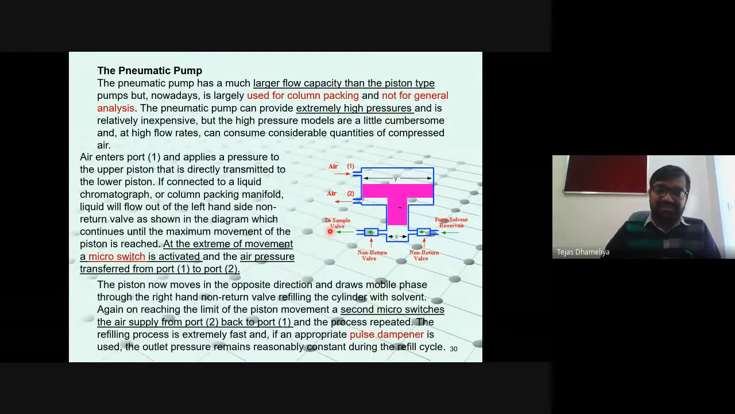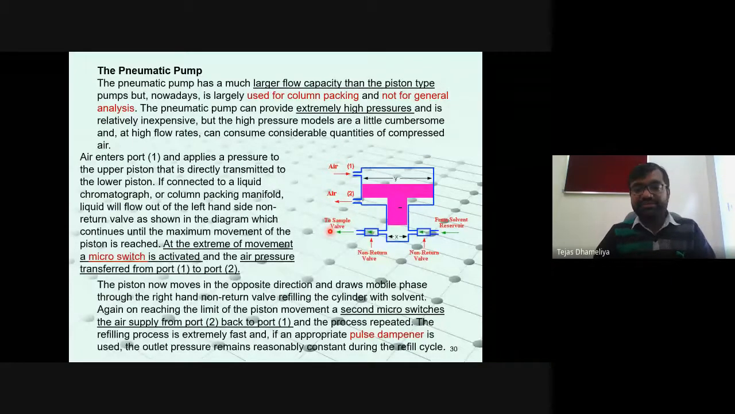Okay, so non-return valves are valves which allow something only to enter, but it cannot exit from the same valve. To take it out, you need another valve. So similarly here also there is a non-return valve, which is from the solvent reservoir, from the solvent bottles.